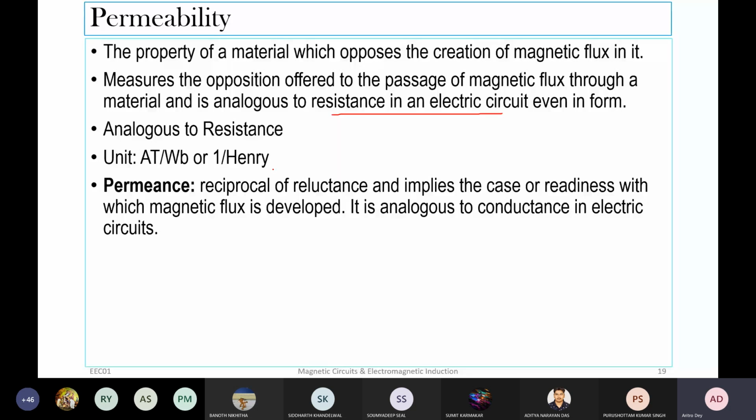Permeance is the reciprocal of the reluctance, and it implies the ease of readiness with which magnetic flux develops in it. So it is analogous to the conductance in the electric circuit. Just as conductance is the inverse of resistance, permeance is the inverse of reluctance.